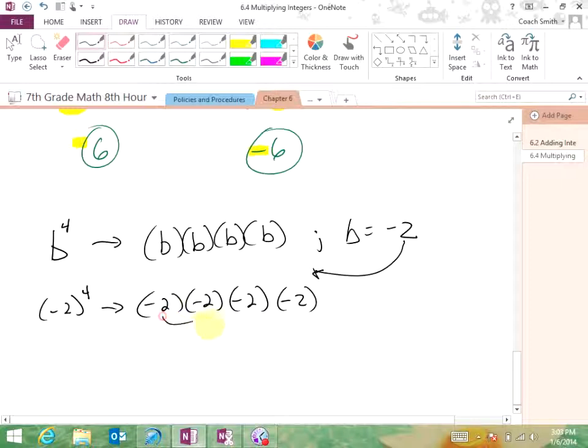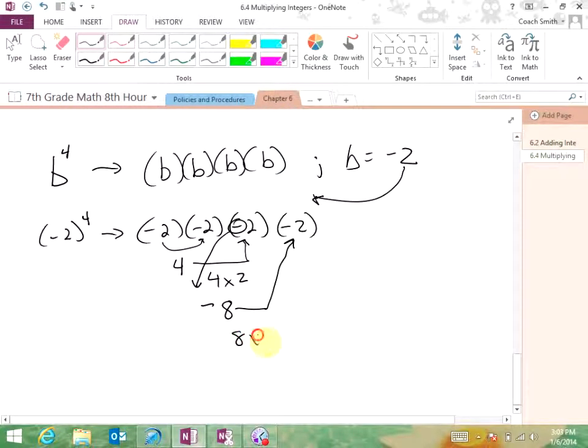So we've got 2 times 2, both of them negatives, positive 4. 4 times negative 2 means 4 times 2, which is 8. Bring down my negative sign. Negative 8 times negative 2 means 8 times 2, which is 16. 2 negative signs means it's a positive. So it's a positive 16.